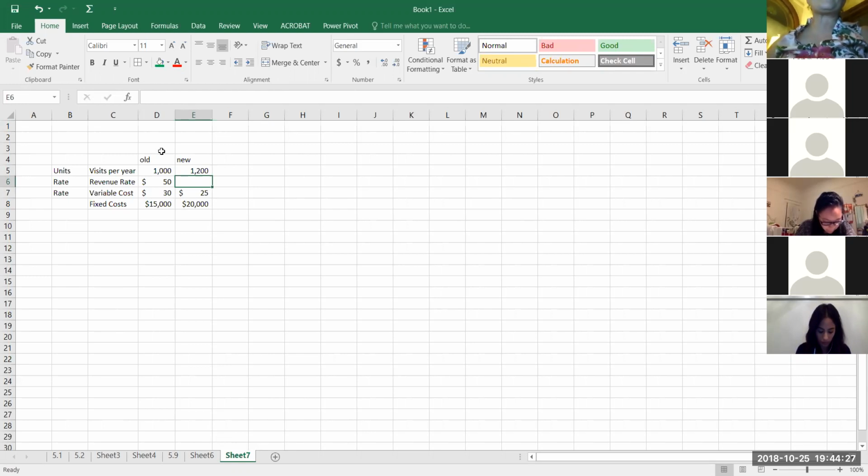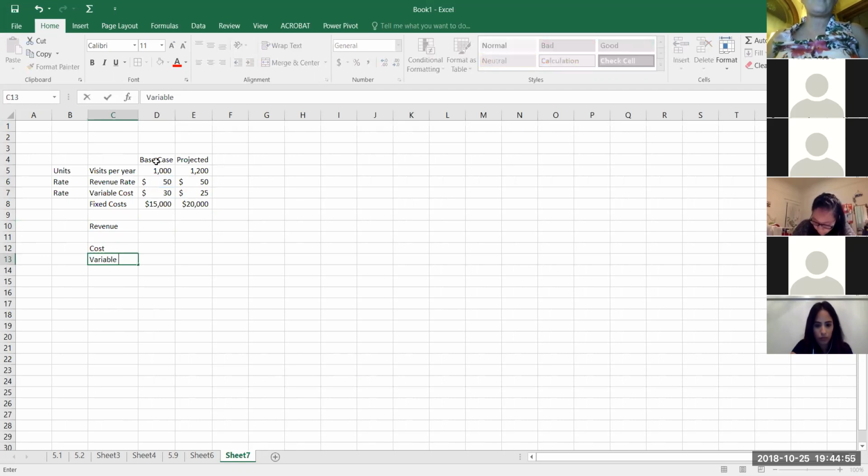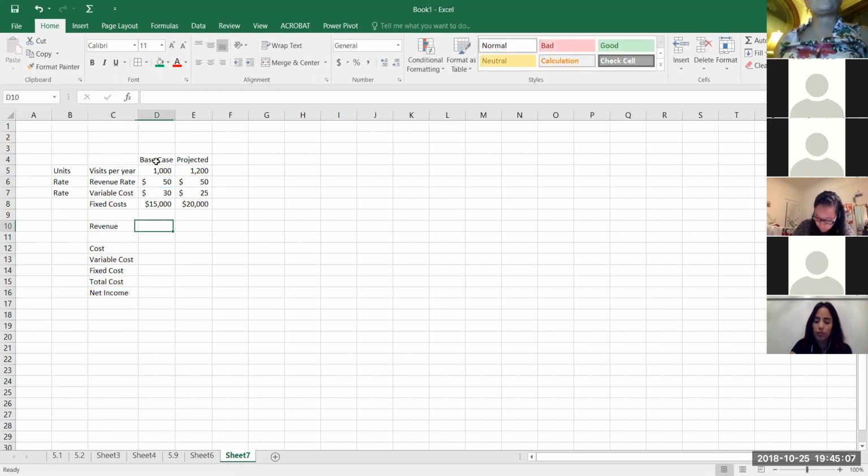So in other words, we're going to do our base case, which will be this one, and then this is the projected. Now they didn't mention anything about changing the revenue rate, so we're going to assume that's the same. So now let's do our P&L, revenue. Under cost, we'll do variable cost, then fixed cost, total cost, and then net income. Let's do it for both cases.